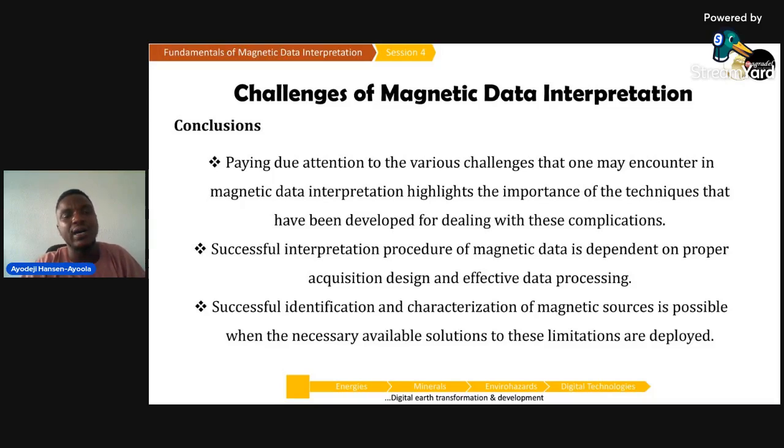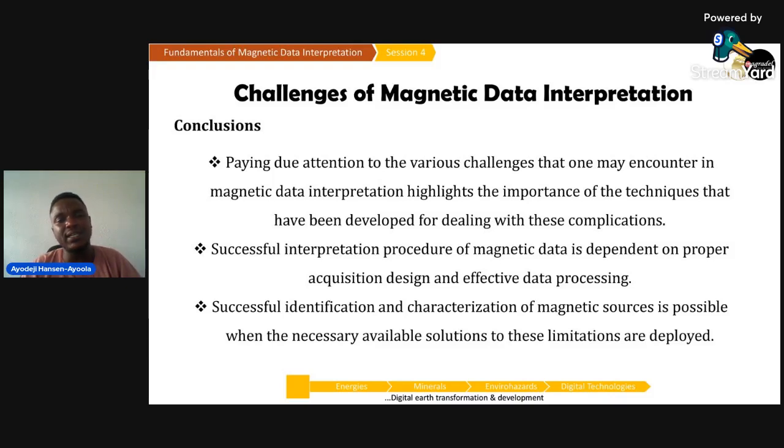interpretation. So I would like to conclude by saying that paying due attention to the various challenges that one may encounter in magnetic data interpretation highlights the importance of the techniques that have been developed for dealing with these complications. It gives us a great appreciation of why some of these filters have been put in place. So that's what the filters are for. Even though the challenges may be there, the filters are there to take care of that problem.